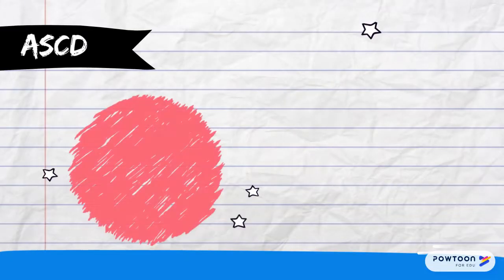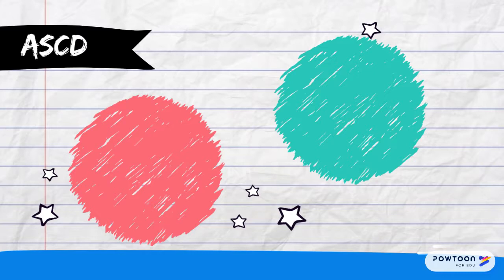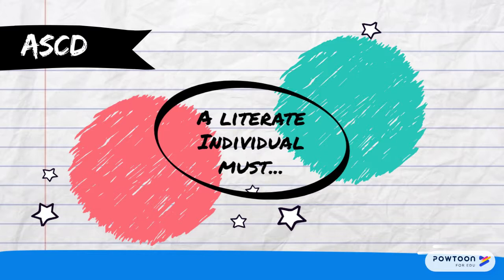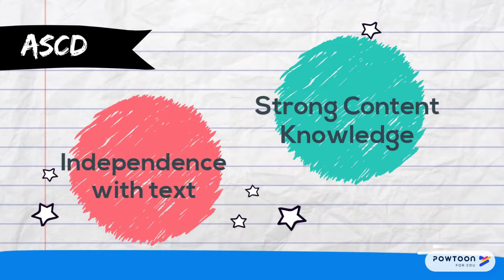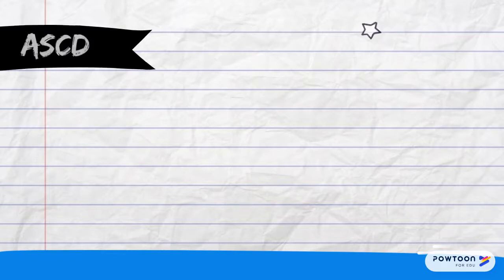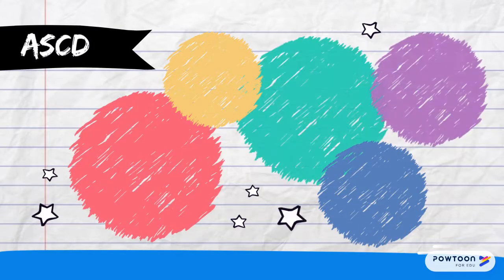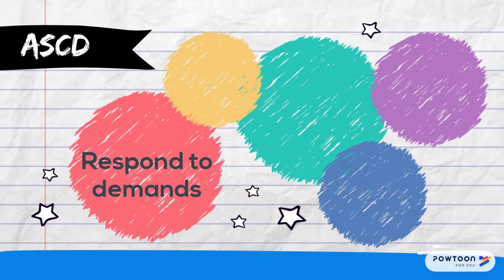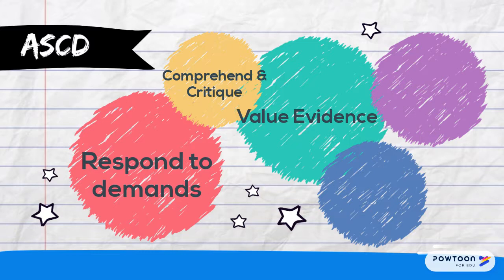According to the Association for Supervision and Curriculum Development, or the ASCD, there are 7 elements that a literate individual encompasses. A literate individual must be able to demonstrate independence with text, build strong content knowledge, respond to varying demands of audience, task, purpose, and discipline, comprehend as well as critique, value evidence, use technology and digital media strategically and capably, and come to understand perspectives of other cultures and people.